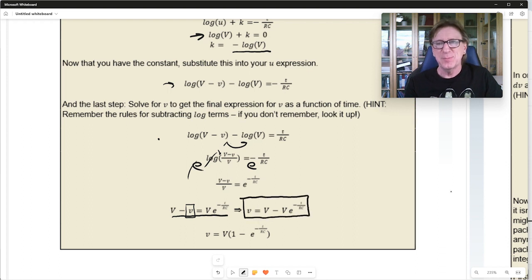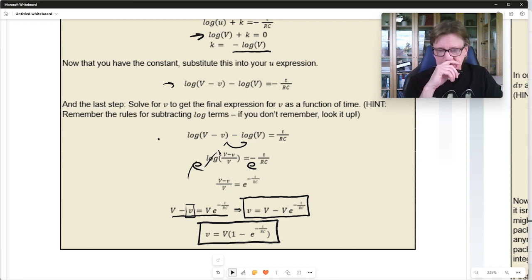Now, I can clean that up a little bit because I could factor out this V here. So let's go ahead and do that, and this is what I'll be left with. These two expressions are equivalent. You should be able to see that.